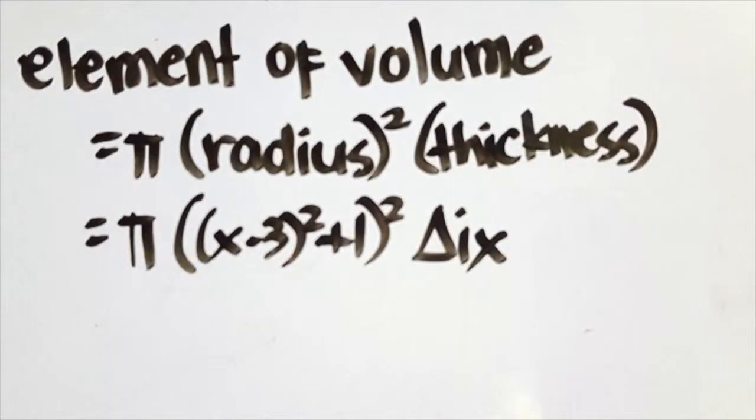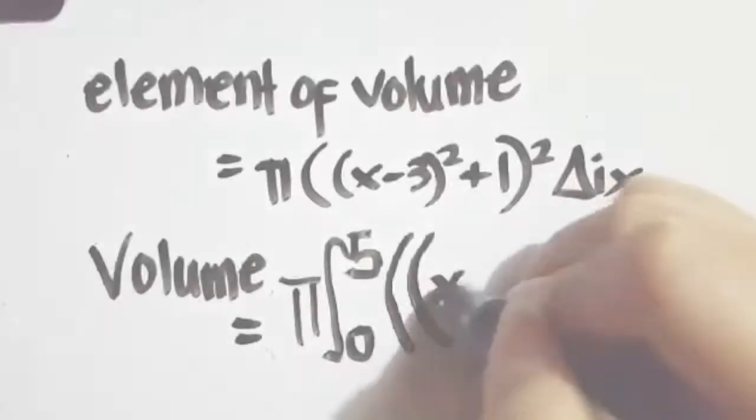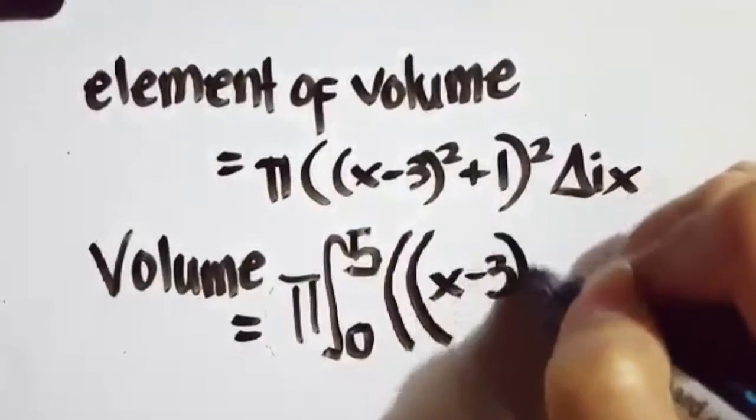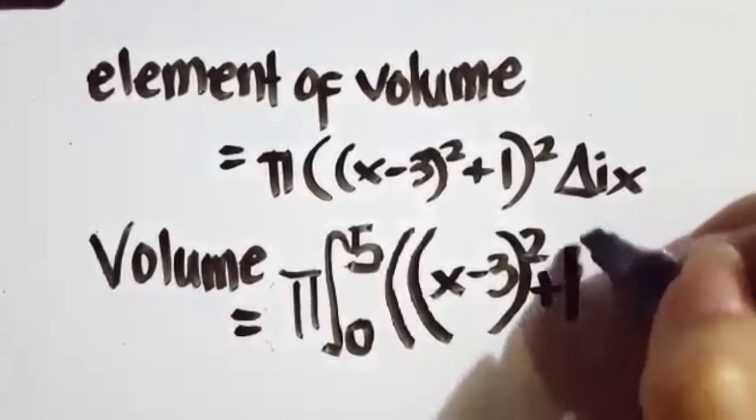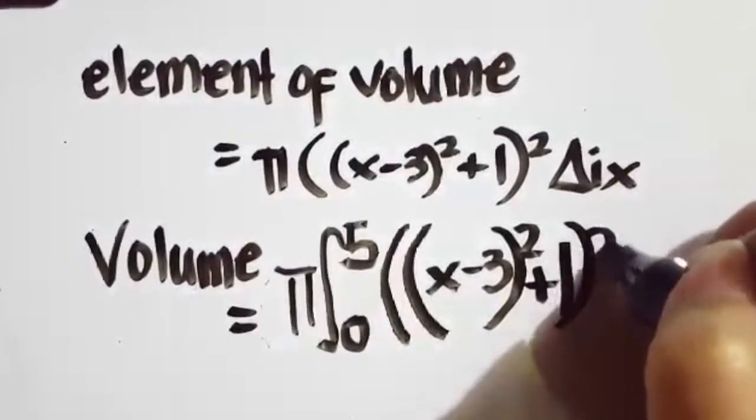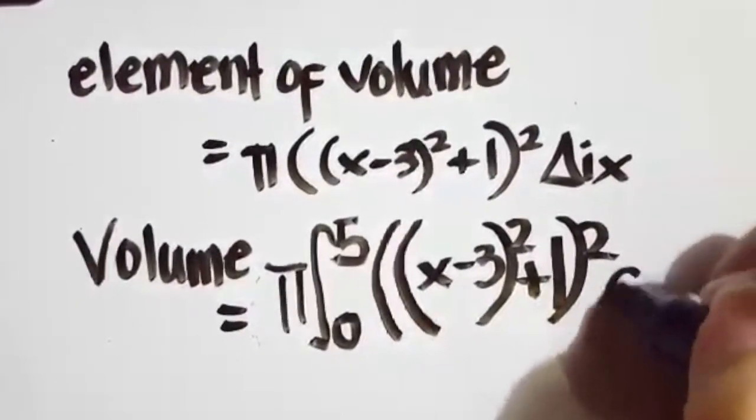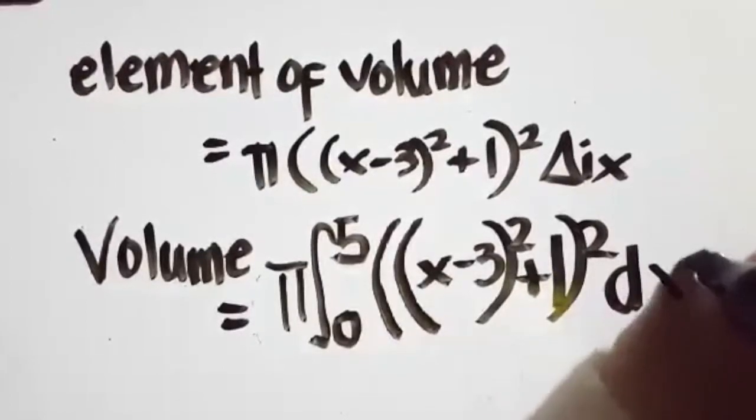Next, the radius of the disk would simply be [(x minus 3) squared plus 1], since it is the top y value minus the bottom y, which is (x minus 3) squared plus 1 minus 0. So if we integrate between the limits of x equals 0 and x equals 5, we get pi times the integral of ((x minus 3) squared plus 1) squared dx.